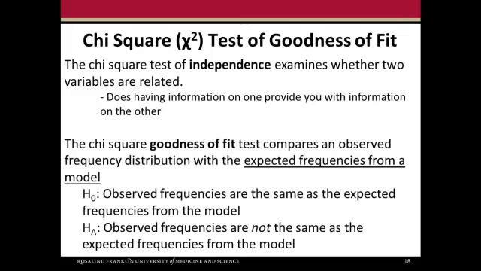The example that we did previously was looking at exposure and seeing if that's related to actually having a disease. On the other hand, the chi-square goodness of fit test compares an observed frequency distribution with an expected frequency distribution that's based on a model. So it's based on some notion that we already have of how we expect that distribution to fall out. Our null hypothesis is that the observed frequencies are the same as expected from the model, and the alternative hypothesis is that the observed frequencies are not the same as the expected frequencies based on the model.